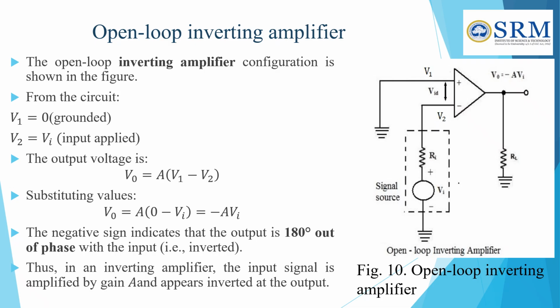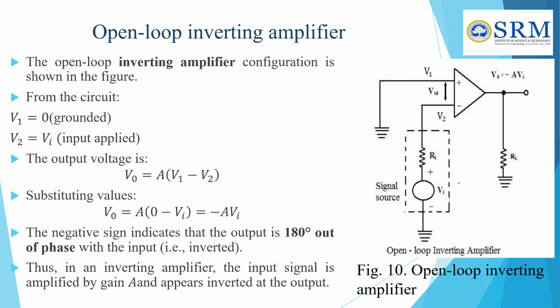Open loop inverting amplifier. The figure shows the open loop inverting amplifier configuration. In this, there is no feedback present. Input is given to the inverting terminal, which causes inversion. The non-inverting terminal is grounded, that is V1 is equal to 0. Input applied at the inverting terminal, V2 is equal to Vi. Output depends on the difference, that is V1 minus V2. This results in a negative output.